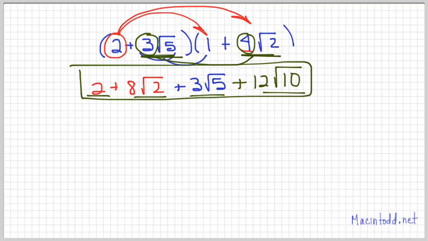And that's it to multiplying them. Outside times outside, inside times inside, and then simplify.